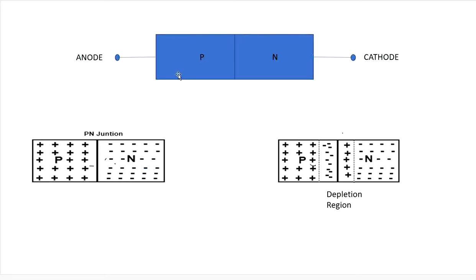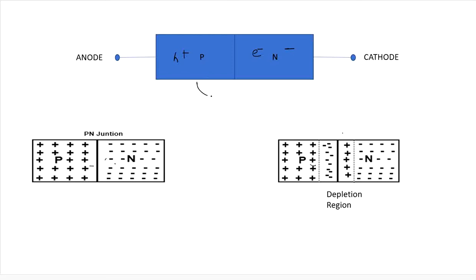Now what is a p-type and an n-type semiconductor? A p-type semiconductor is one where the majority of the charge carriers are the holes, that is the positive charge carriers, whereas in case of n-type semiconductor, the majority of the charge carriers are electrons, that is the negative charge carriers.